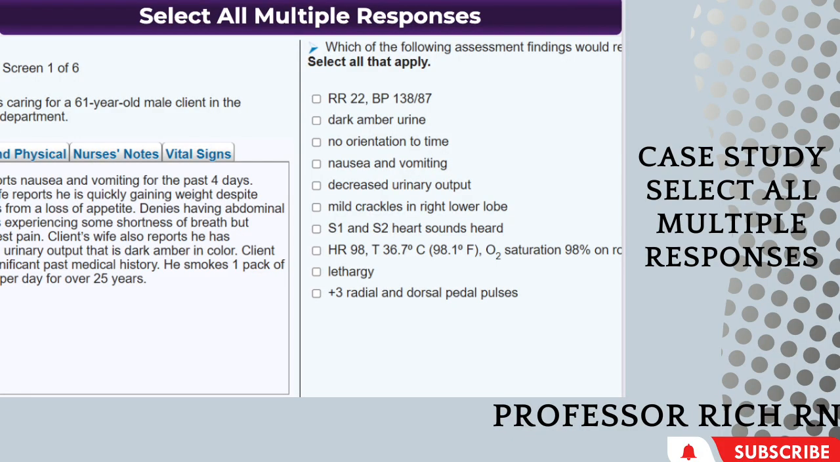We have a case study on the left-hand side. We have noted physicals, nurses' notes. We're going to have vital signs. We're going to read all that. And then on the right-hand side, which will be our question, we'll have a question such as, which of the following assessment findings would require immediate intervention, okay? And so then you're going to check these out.